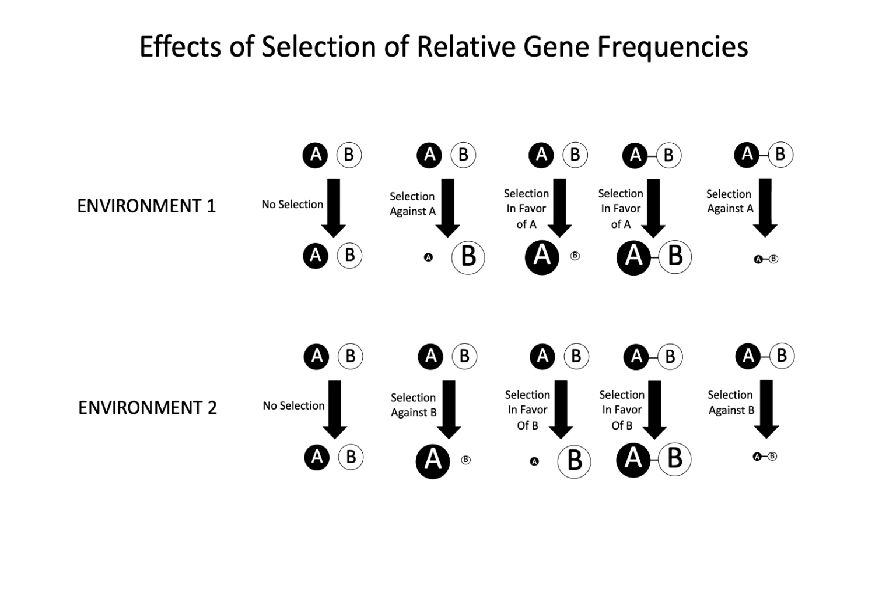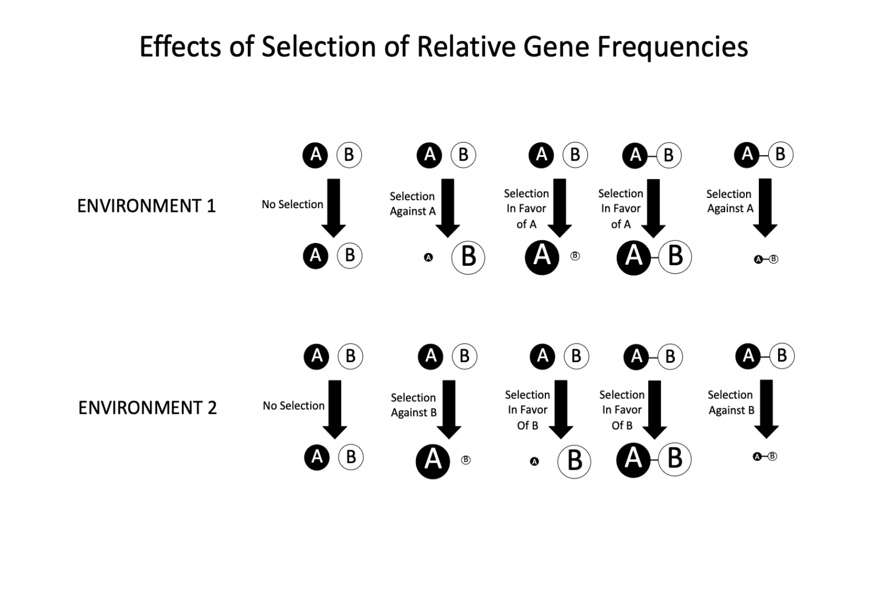If you look at gene frequencies in populations, they can vary from one environment to the other. So some genes in one environment are favored, but in a different environment, the other gene is favored.